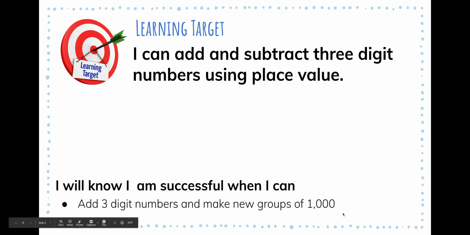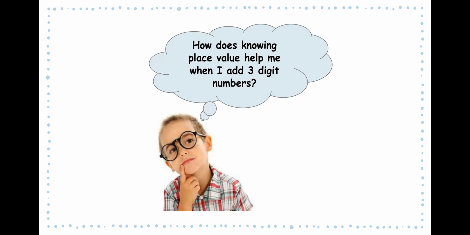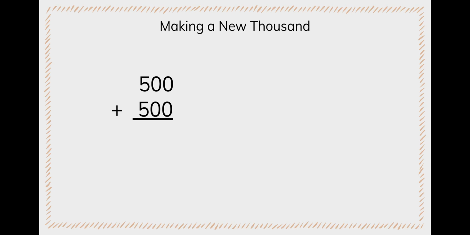Learning target this unit: I can add and subtract three-digit numbers using place value. Your success criteria for today is: I will know I'm successful when I can add three-digit numbers and make new groups of 1,000. How does knowing place value help me when I add three-digit numbers? Be thinking about this question as we go through the lesson today.